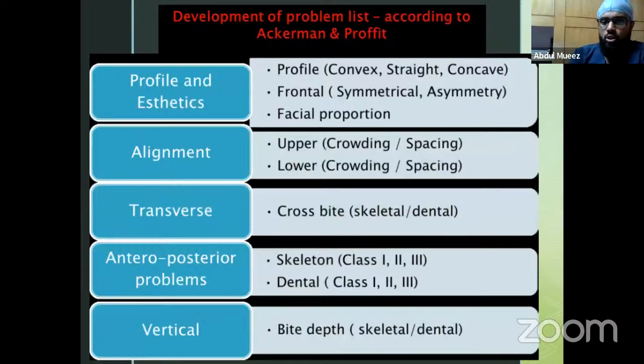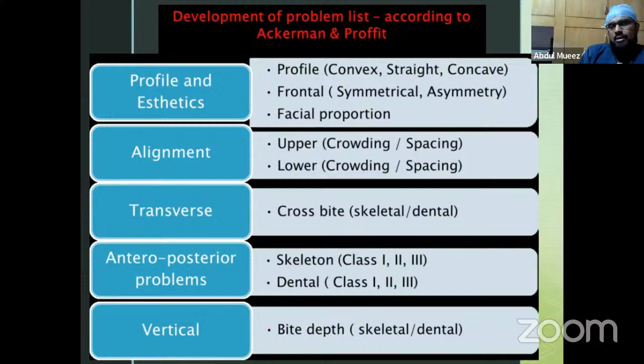In a profile, what you have to look for is whether the patient has a convex or straight profile. Convex is seen in class 2, straight in class 1, and concave in a class 3 profile. Also check whether the patient has an asymmetry, whether it is a skeletal or a dental asymmetry, and whether the facial proportion is good. Sometimes the vertical height will be increased, because of which he or she will have a gummy smile. All this has to be noted when you are conversing with the patient.